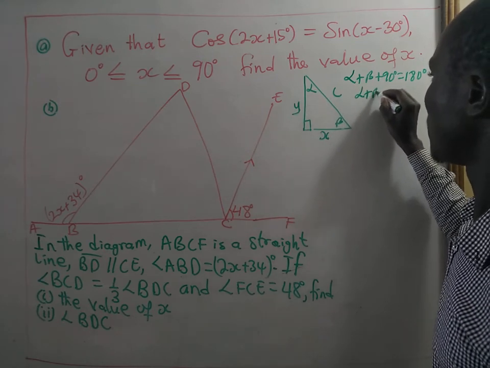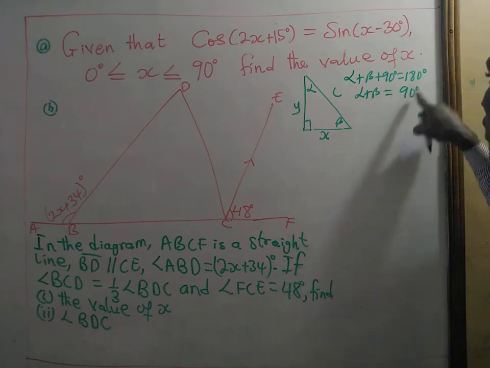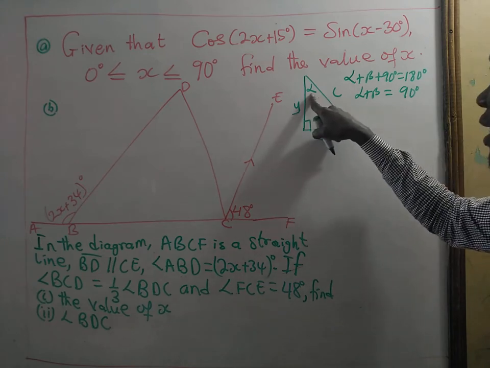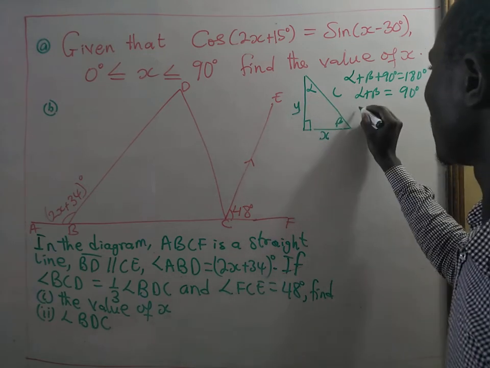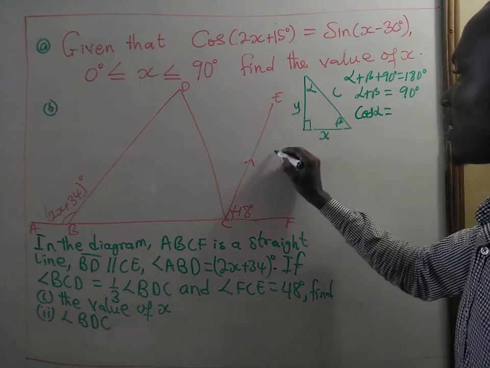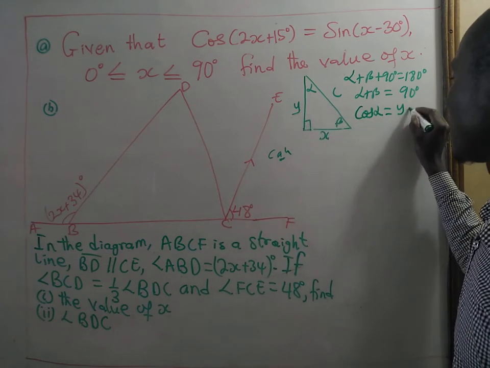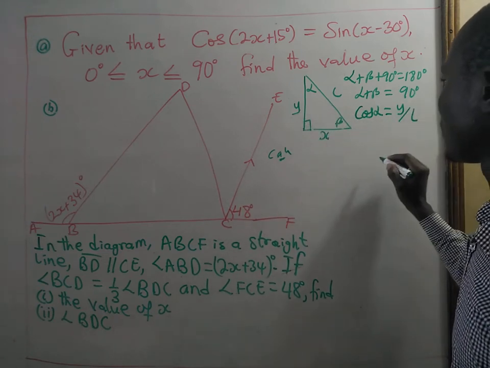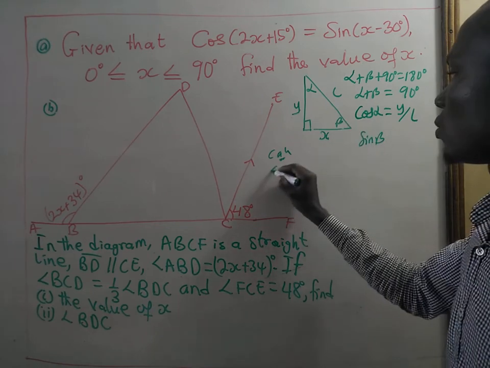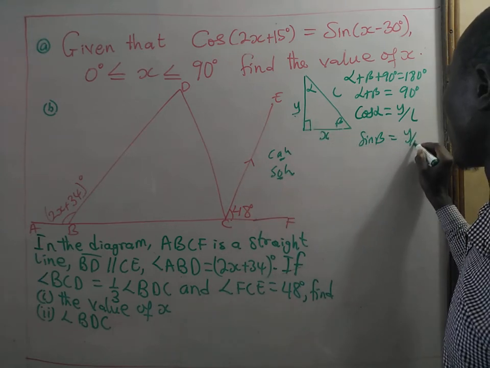Now, alpha plus beta is equal to 90 degrees. That is, you subtract 90 degrees from 180 degrees and get 90 degrees. Let's put this one down. Let's find cosine of this angle and sine of this angle. If I take cosine of alpha, adjacent over hypotenuse, I'll get y divided by L. If I take sine of beta, opposite over hypotenuse, I'll get y over L.